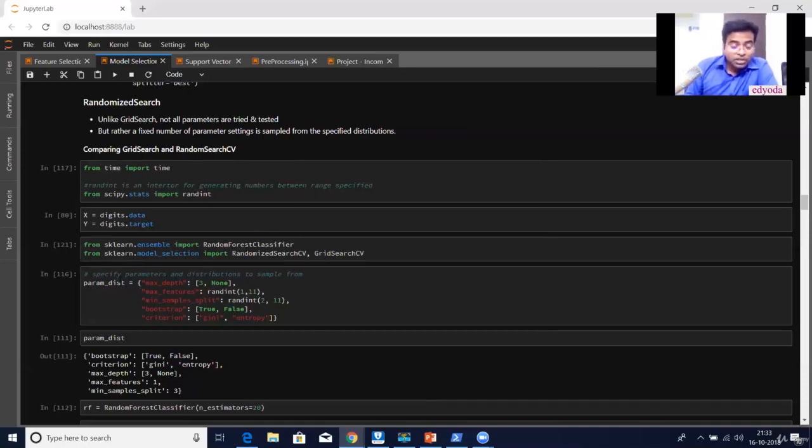So this is the parameter. As you can see, there are a lot of hyperparameters to be configured. And you have this randint. randint is present inside SciPy stats. What this does is, whatever range you have given, 1 to 11, it tries to randomly generate numbers in this range. That's all it does.